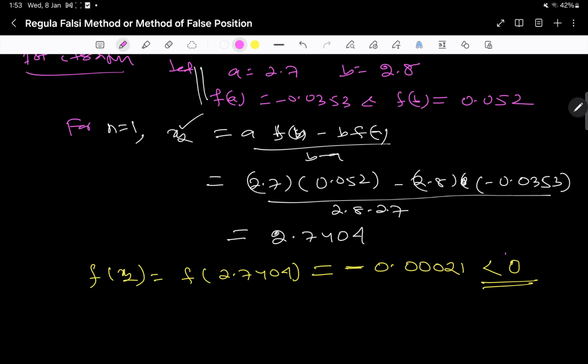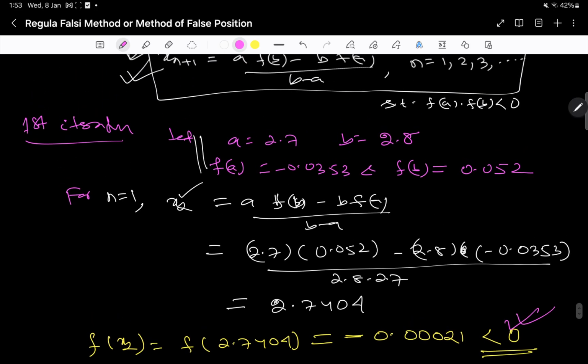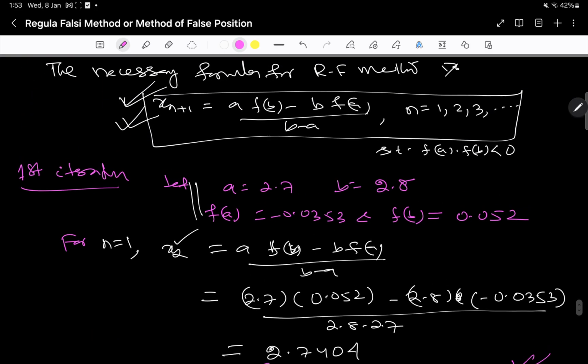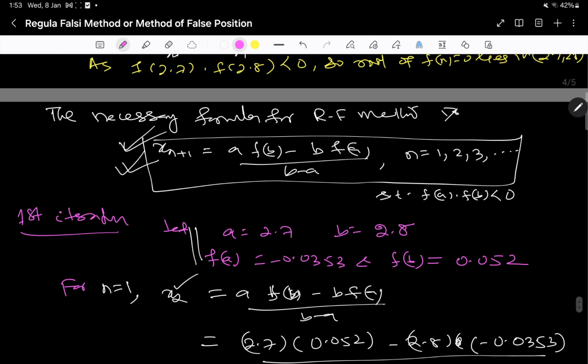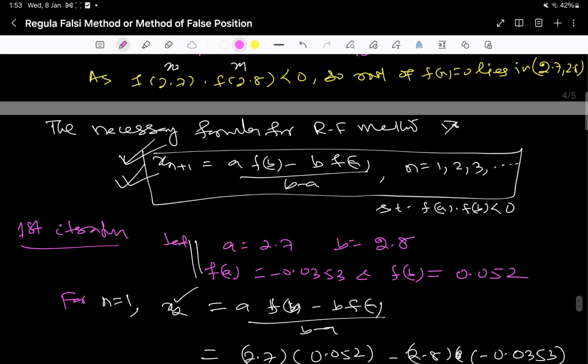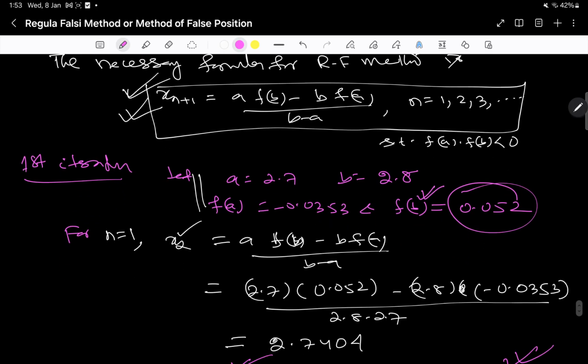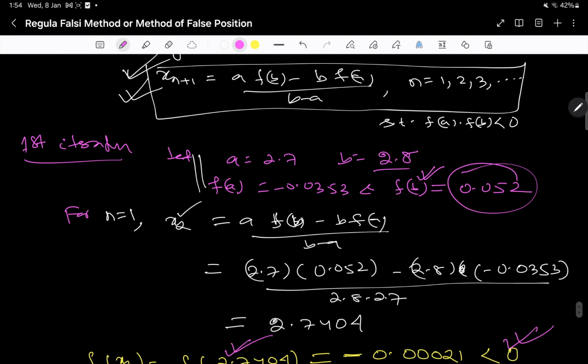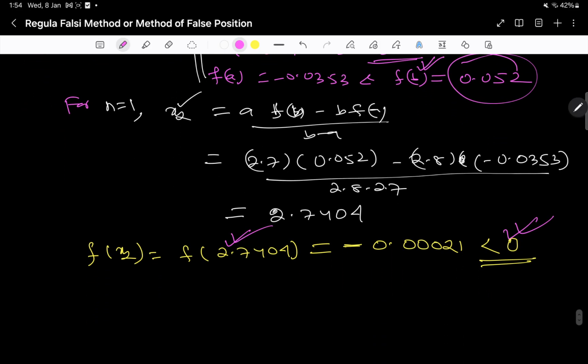we search for the immediate positive here. This is negative, and the immediate positive is here. Okay, this is my immediate positive, so my b is 2.8. So the root lies between 2.8 and 2.7404.